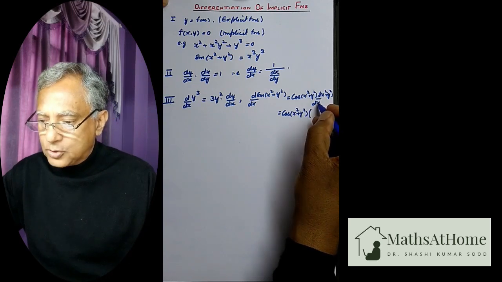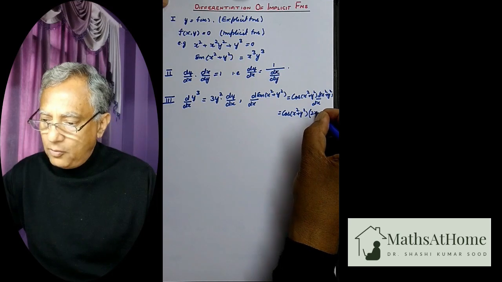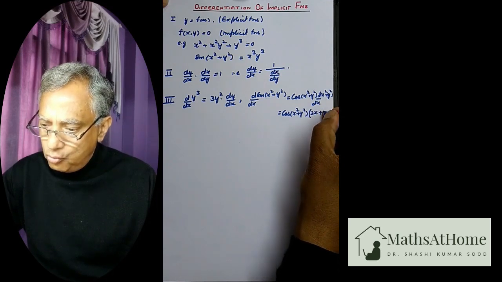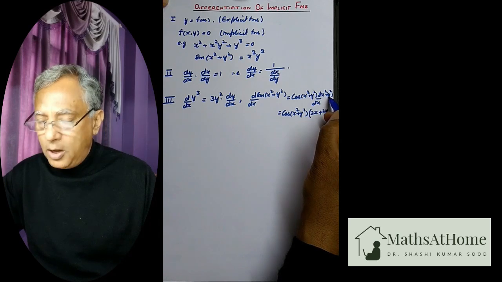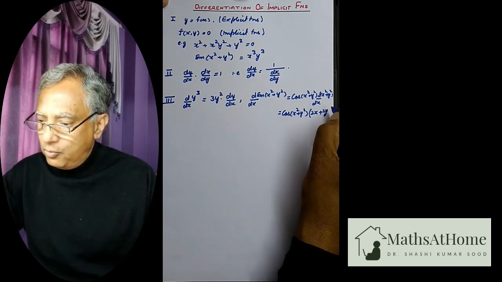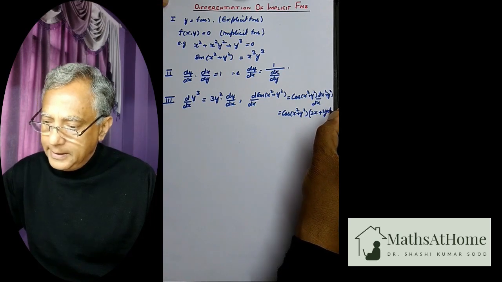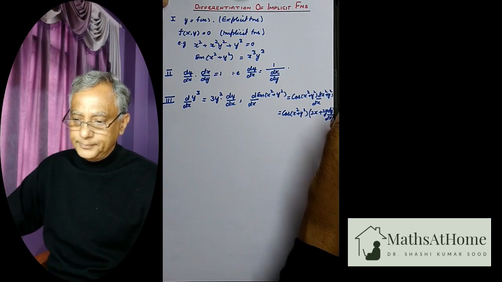And this is equal to cos of (x square plus y square) into differentiation of x square, d by dx of x square is 2x, and differentiation of y square is 2y. We are using the formula for x square for y square, so differentiation of y, dy by dx, this term will be extra.